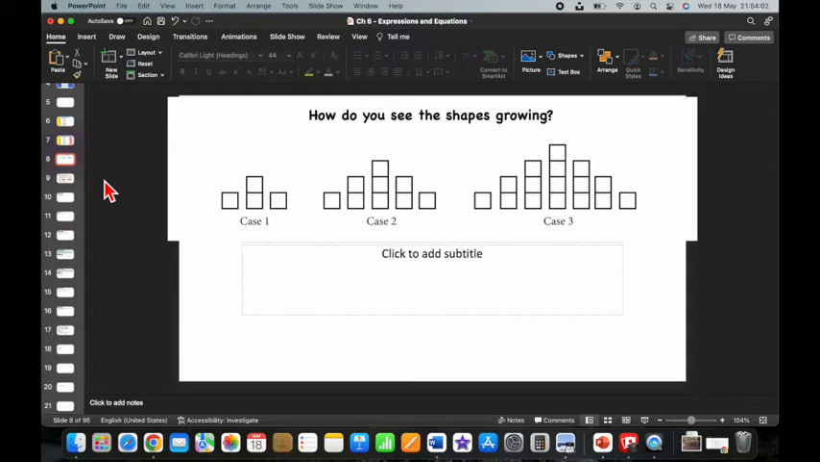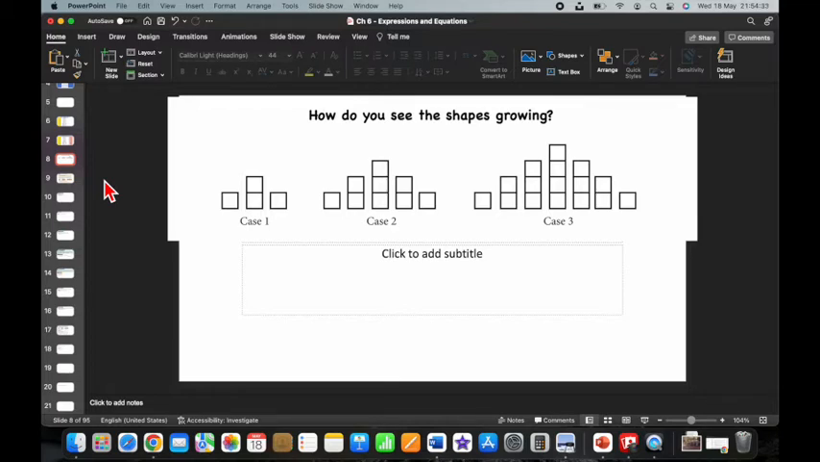Now, what I'm going to give you some time to do, Year 7s, just with the people next to you, either side of you or behind you or in front of you, I would like you to have a discussion for the next few minutes. How do you see these shapes growing? Now, many people see them growing in different ways. How would you describe each case growing? How would you describe these shapes growing from case 1 to case 2? And then case 2 to case 3.